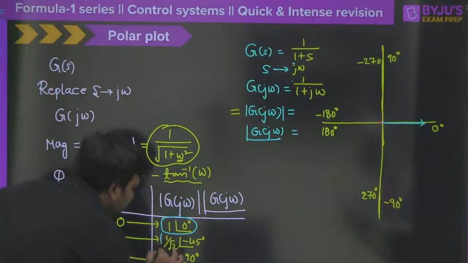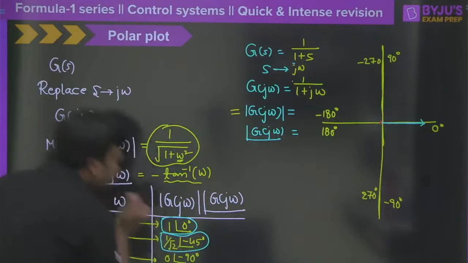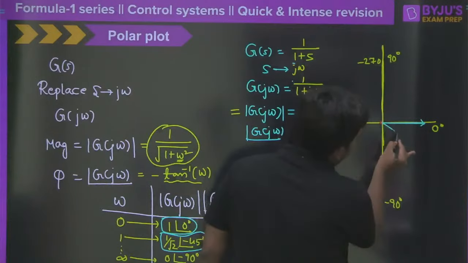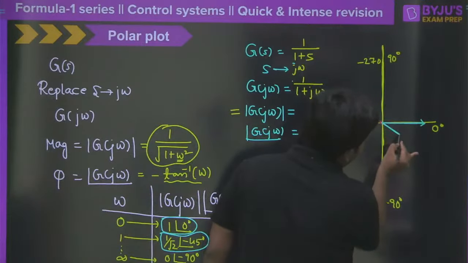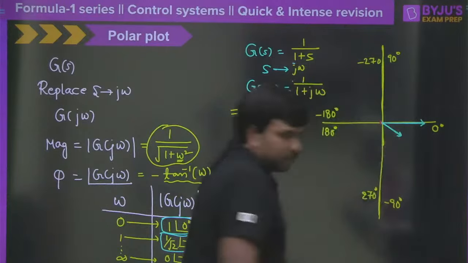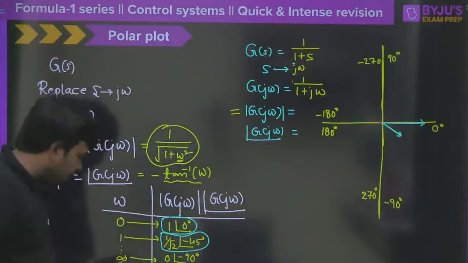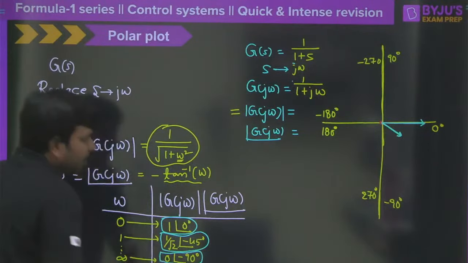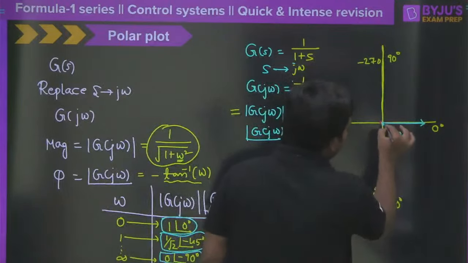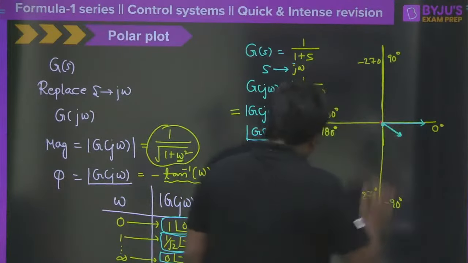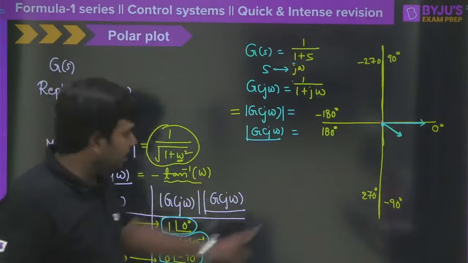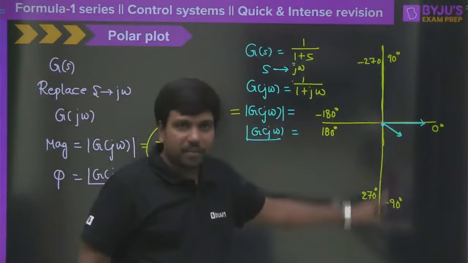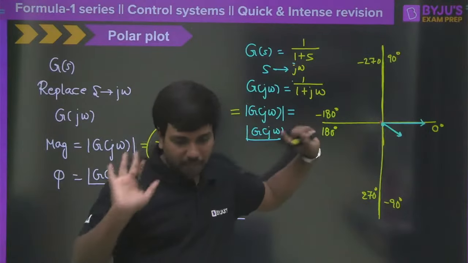Next, when I keep omega is equal to 1, magnitude is 1 by root 2 and phase is minus 45 degrees. So the phase is minus 45 degrees, and the magnitude 1 by root 2 means it should be less than the previous length. Maybe something like this. Clear? And you can see the third one, at omega is equal to infinity, the magnitude is 0 and the phase is minus 90, correct? So I can write it exactly in this way. It is a point, because whenever the magnitude is 0, it is just like a point. And phase is minus 90 means on minus 90 you have length 0. That is the meaning of this.